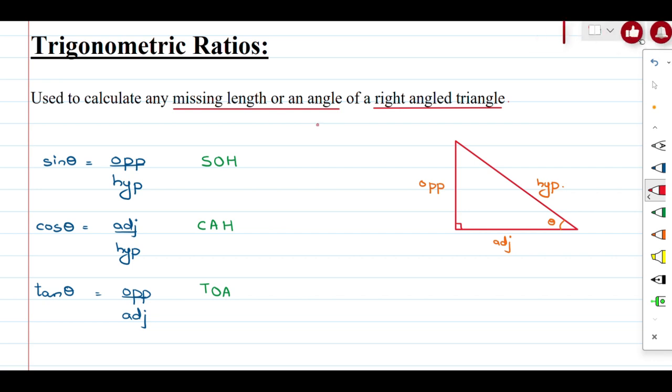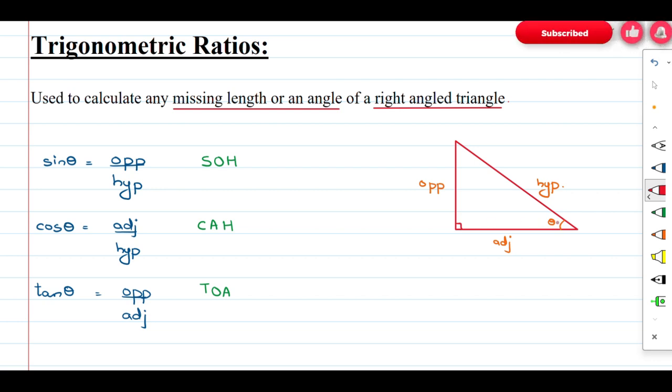Okay, now let's learn the primary trigonometric ratios. Sine, cos, and tangent are the three basic primary trigonometric ratios. Let's suppose this is a right angle triangle, because you can see this side and this side are perpendicular to each other. They make an angle of 90 degrees, so it is a right angle triangle.